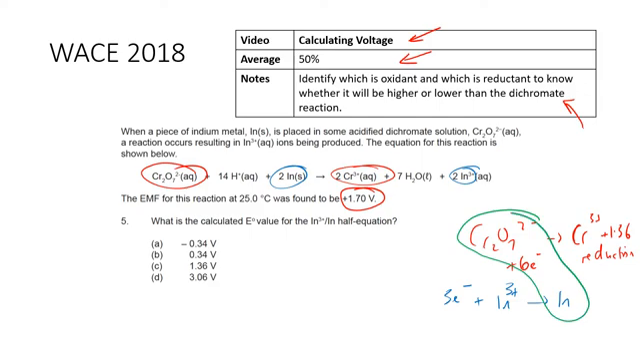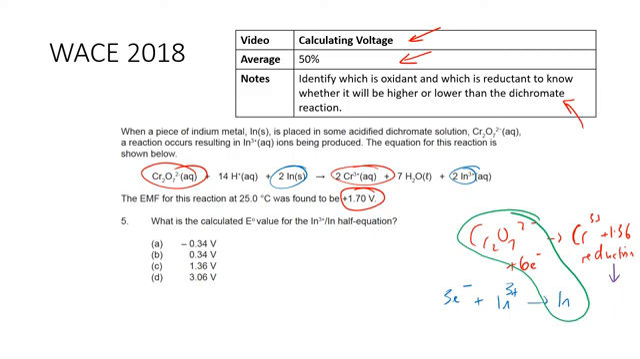Which means that this indium reaction should be below the chromium reaction. Because if it was above it, it would be in the uphill orientation, and that would just be wrong because that wouldn't work. It wouldn't be a spontaneous reaction. So we know that it is below chromium.